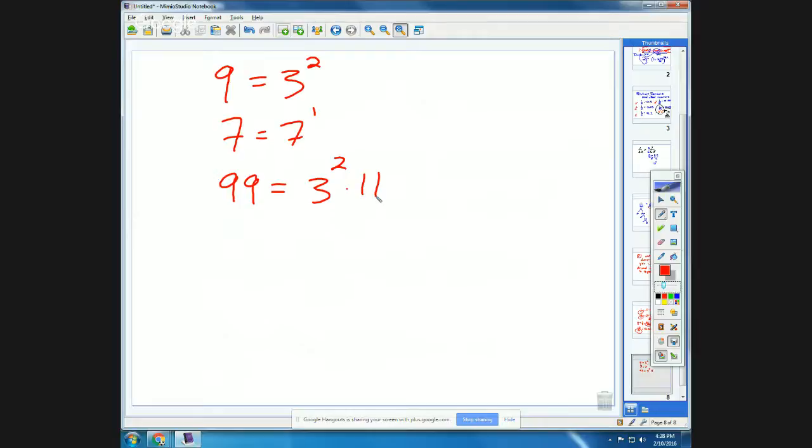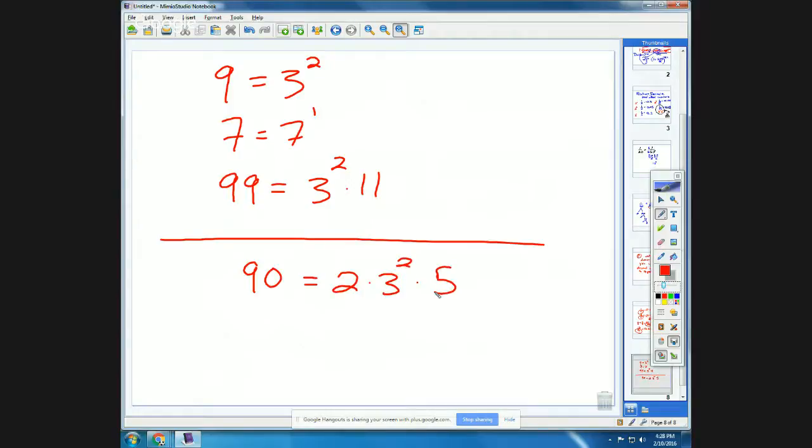Okay. So some of the other numbers I listed were like 90. Let's see, 90 is what? 9 times 10? And 10 is 2 times 5. So 90 is going to factor as 2 times 3 squared times 5, if I put them in order. What was the other one? 36? 36 is what? 4 times 9? So that's 2 squared times 3 squared.